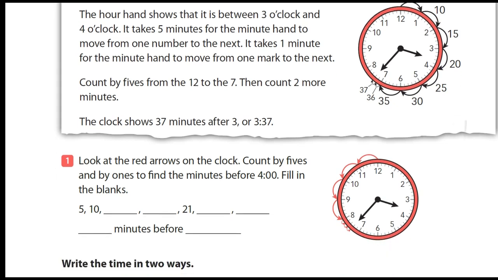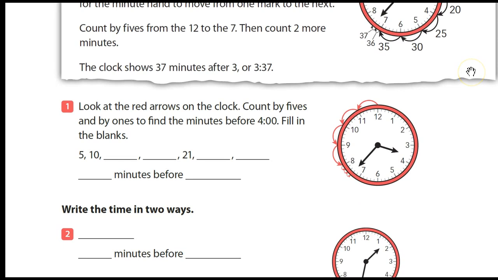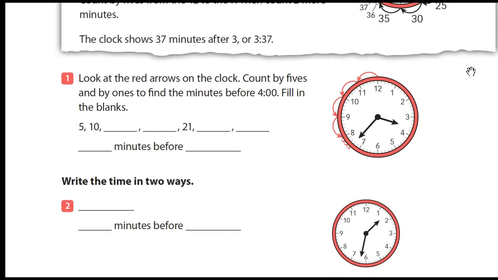Okay, 3:37. It says look at the red arrows on the clock, and count by 5s and by 1s to find the minutes before 4 o'clock. Fill in the blanks. So from here I'm going 5, then what? 10, 15, 20. Right? 5, 10, 15, 20. And then I count from here. Well, 20 then 21, 22, 23.